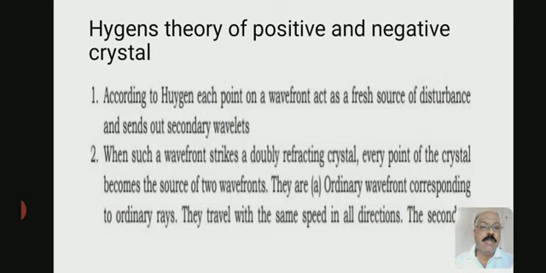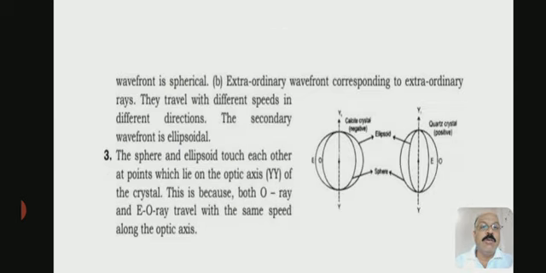They travel with the same speed in all directions, and the wavefront is spherical. The second one is the extraordinary wavefront, corresponding to extraordinary rays. They travel with different speeds in different directions. The secondary wavefront is ellipsoidal, as shown in the two figures. One is a circular wavefront, another is an elliptical wavefront. One is the ordinary ray and another is the extraordinary ray, or the ordinary wavefront and the extraordinary wavefront.